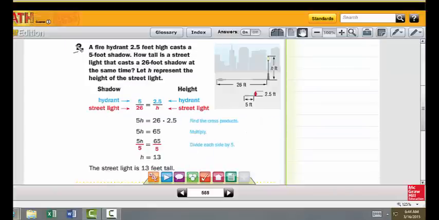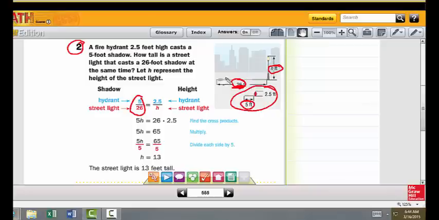Here in problem number 2 we have that exact situation. We have a fire hydrant that's 2.5 feet high and it casts a 5-foot shadow at this particular time. So that's represented right here. We also have a lamp post, a street light, that casts a 26-foot shadow right here, and we're being asked how tall is the street light, and we're going to use H to represent that. So we can set up a proportion. The 5 is the shadow of the hydrant and 26 is the shadow of the street lamp. So those two are right here.